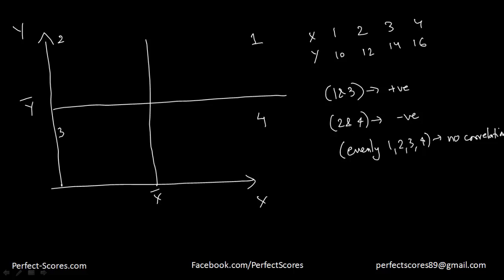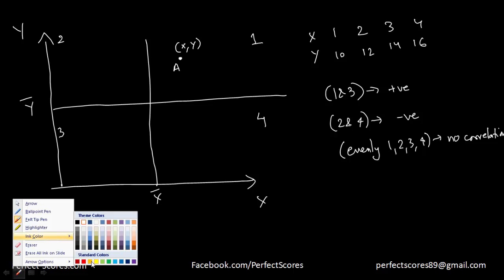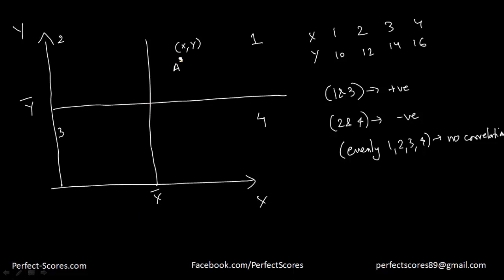Now if we need a mathematical approach for that, let's suppose we pick up any point, let's suppose we pick up this point. This is point A. This point has x value x and y value y. Now how do we mathematically define the correlation? Understand here, this distance is going to be equal to y minus y bar, and this distance is going to be equal to x minus x bar. Because this is x and this is x bar, this distance is going to be x minus x bar, and this is y and this is y bar, so this distance is going to be y minus y bar.